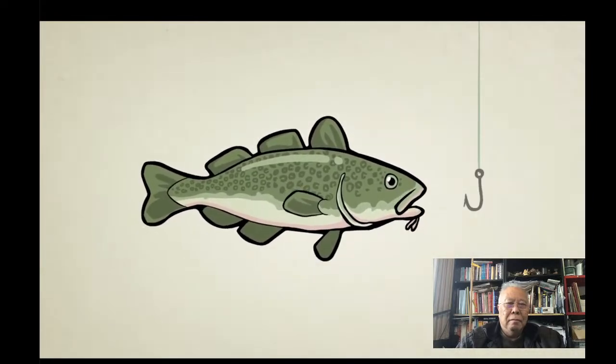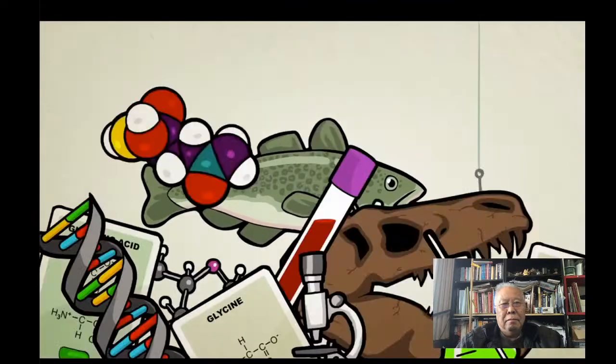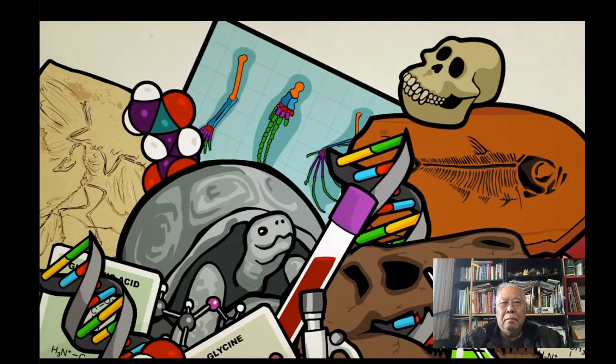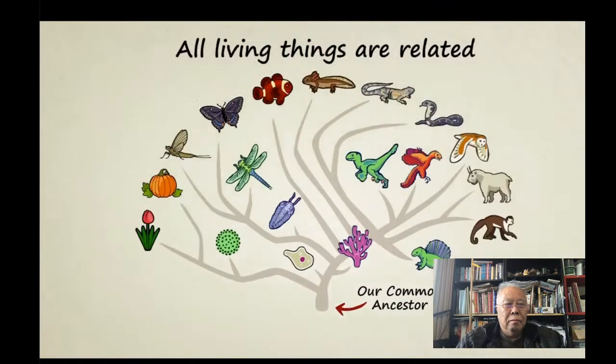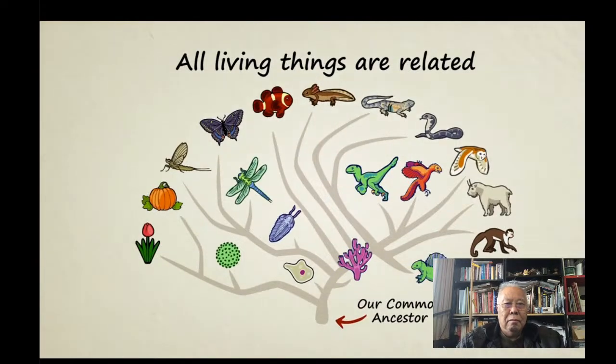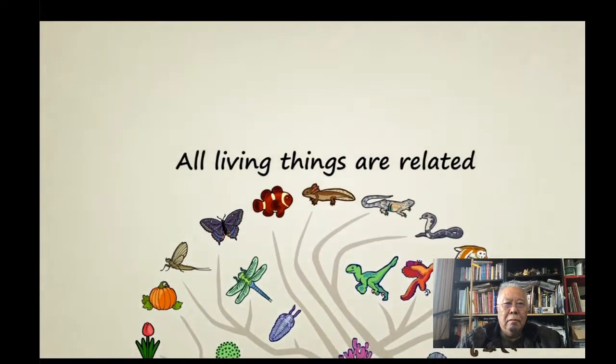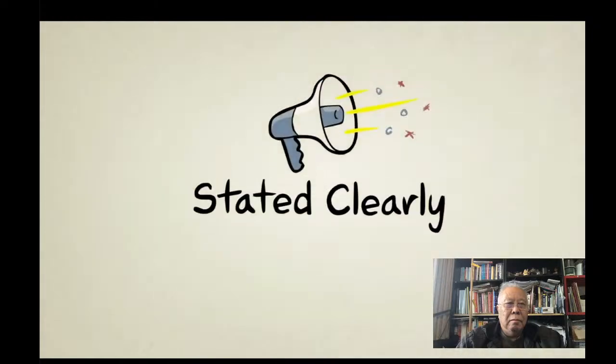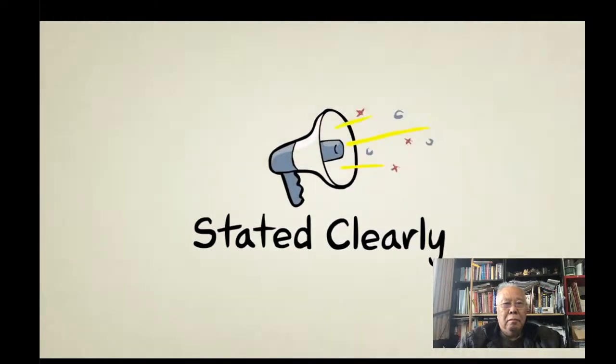So to sum things up, thousands of observable facts from completely independent fields of study have come together to tell us the exact same story. All living things on Earth are related. I'm John Perry, and that's a basic overview of the evidence for evolution, stated clearly.